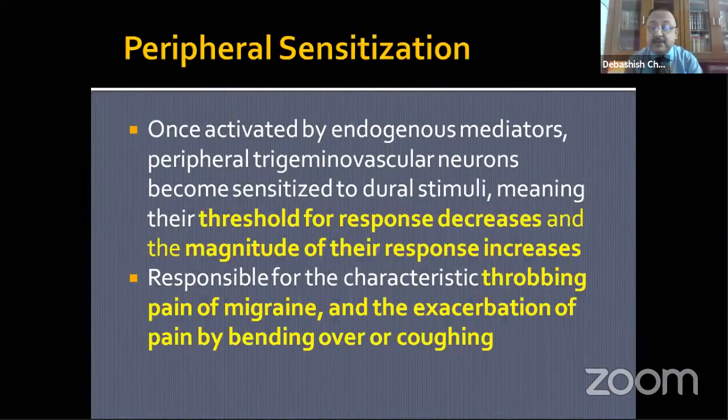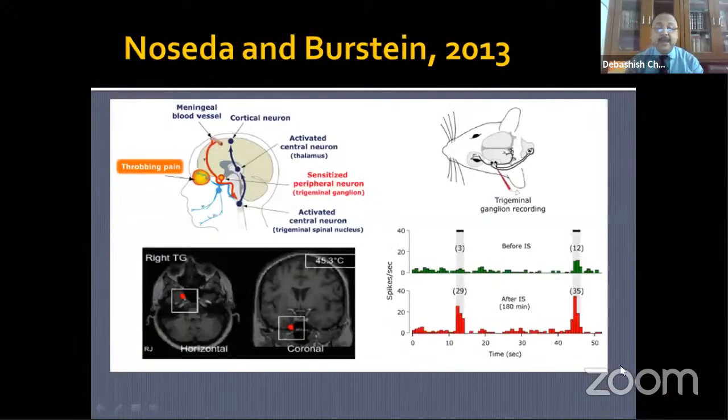And this peripheral sensitization is responsible for the throbbing pain, because the moment this sensitization happens, the vessel starts pulsating. They become dilated, not only dilated, they become pulsatile and cause the migraine pain. And this has been proved by trigeminal ganglion recording. They have put the electrode here in the rat. You see this red color, they have done the MRI of the rat, and they could find that the trigeminal ganglion is activated.